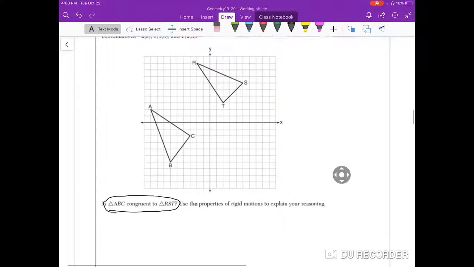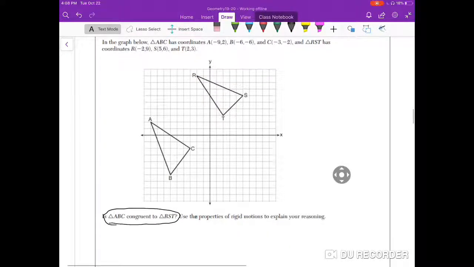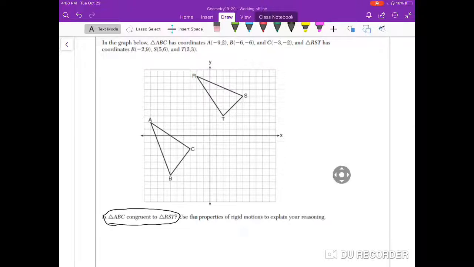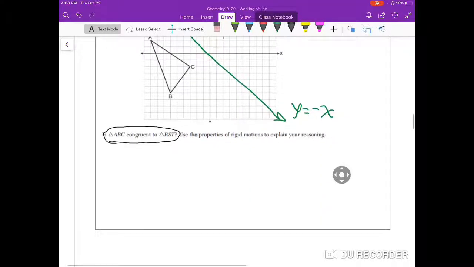So first thing we want to look at here is we want to see if we can map ABC onto RST. So A needs to map to R, B needs to map to S, and C needs to map to T. So in order to do that, it looks like we're going to have a reflection here, probably over this line. This is the line y equals -x, and I told you this comes up every once in a while. So what I'm going to do is I'm going to stack the points on top of each other, and we're going to talk about what's going to happen here.